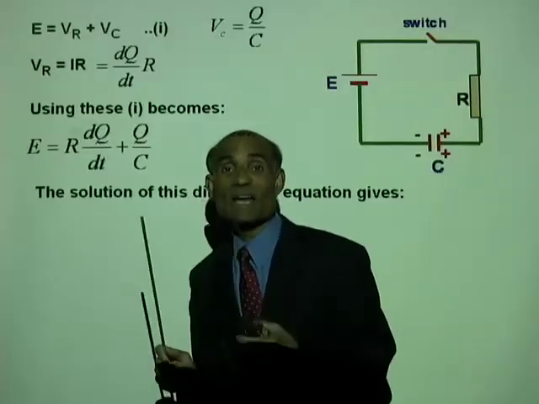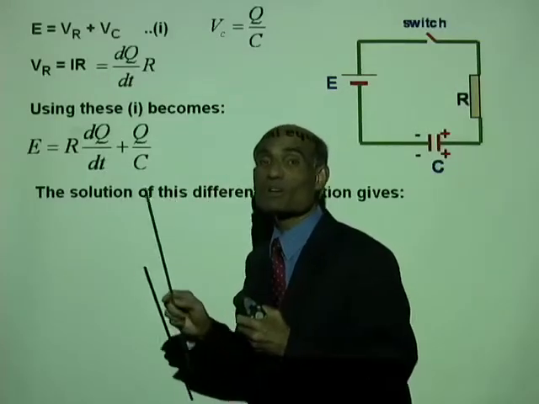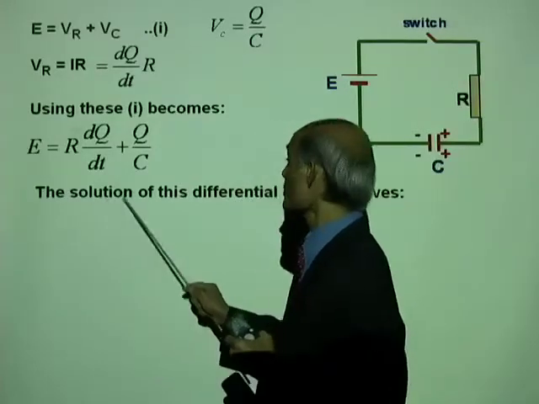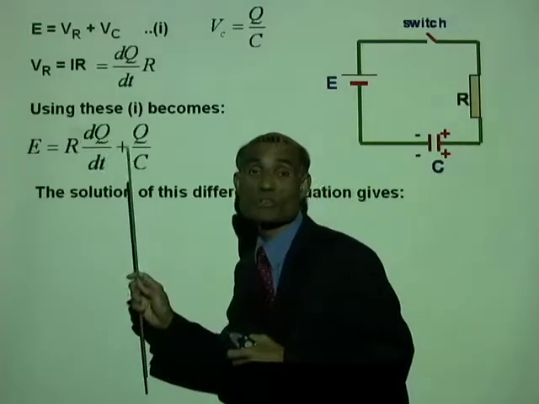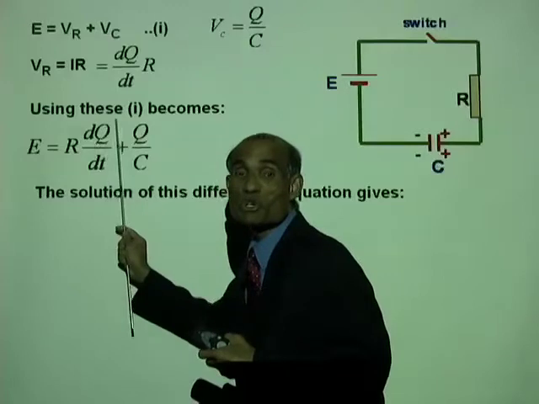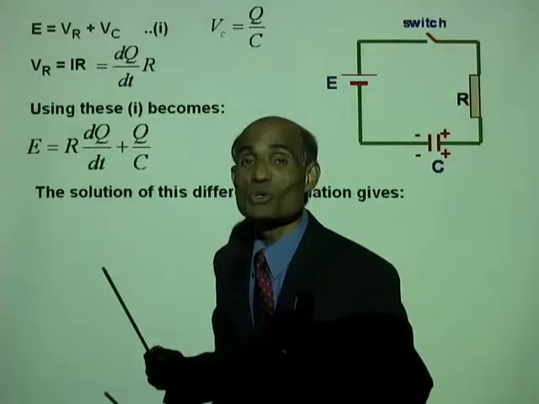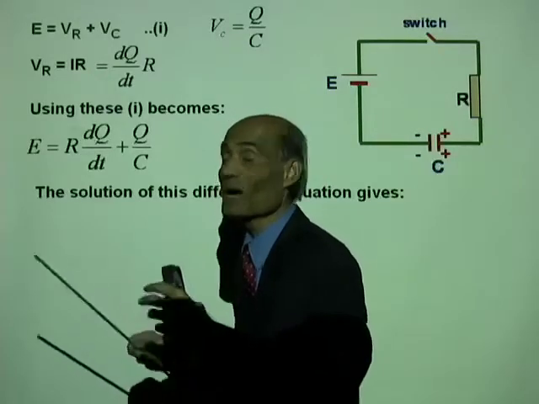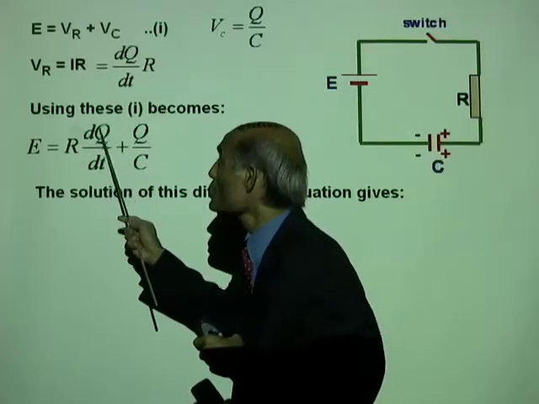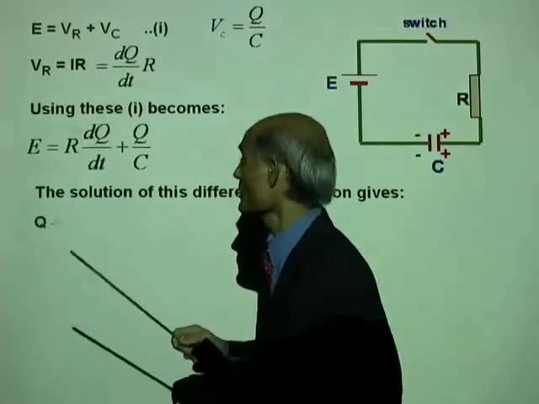Those who have done an elementary differential equation would know how to solve this. I'm not going to do that for you here. I'm going to give you the solution. The dependent variable here is Q, and therefore the solution will be for Q. Q will be given as a function of time. So the solution of this differential equation will give you Q, the quantity of charge, as a function of time.